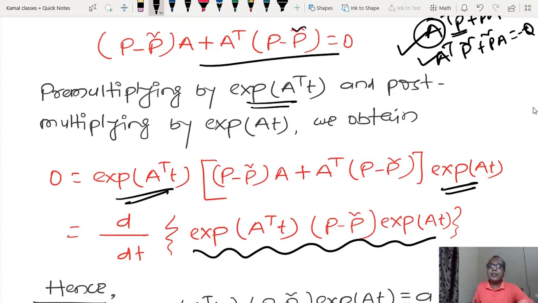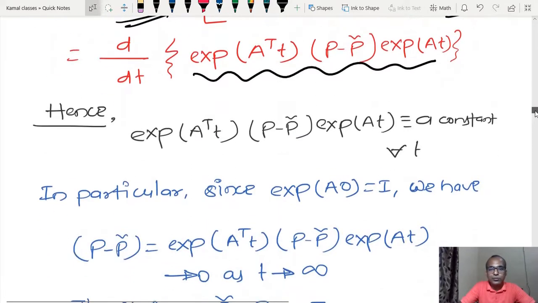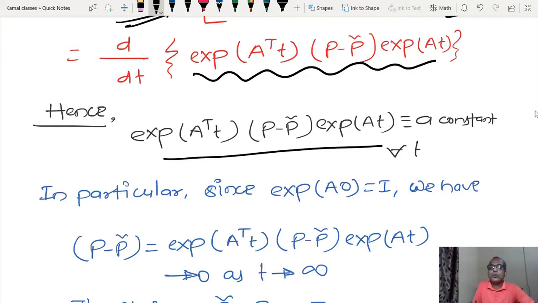So the proof is a little bit involved, and some intuition is required to understand it. Obviously, whoever created this proof is a very intelligent person. Now here you can see that if d by dt of this is equal to 0, then the exponential of this is equal to a constant.